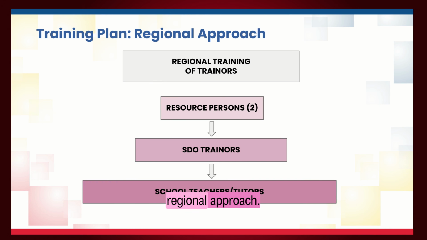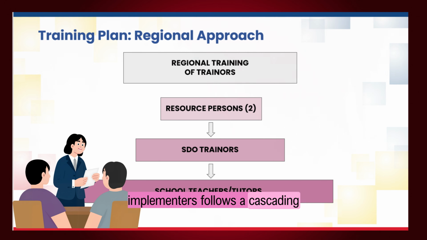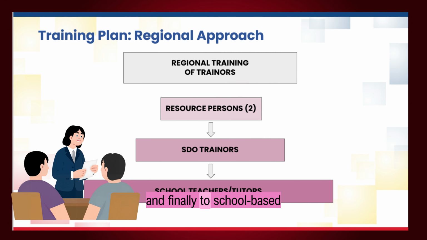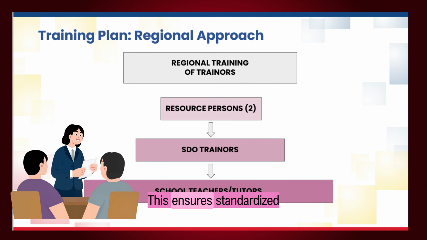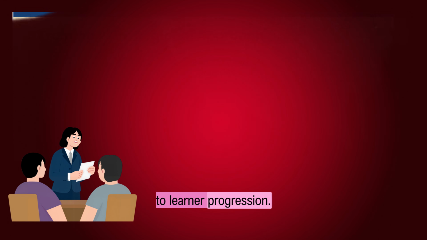Training plan, regional approach. The training of ARAL implementers follows a cascading model from regional trainers to division trainers, and finally to school-based tutors. This ensures standardized understanding and effective program delivery across all levels. From training, we now transition to learner progression.